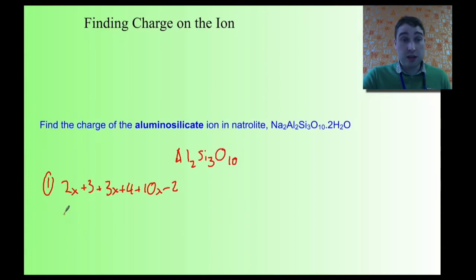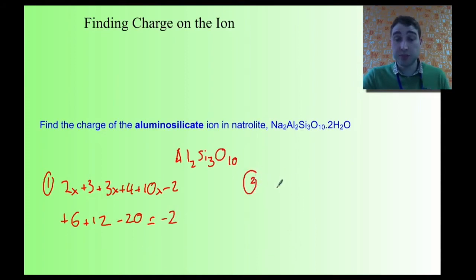So we get +6, +12, -20. +6 +12 is 18, 18 -20 is -2. Alright, do the second way over here.